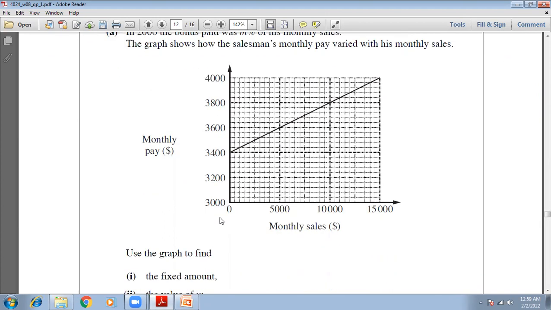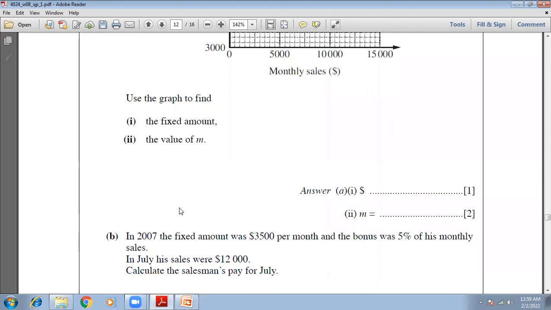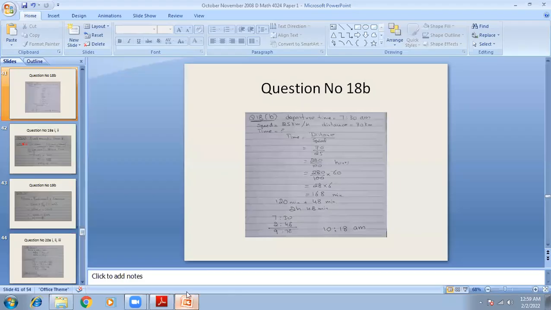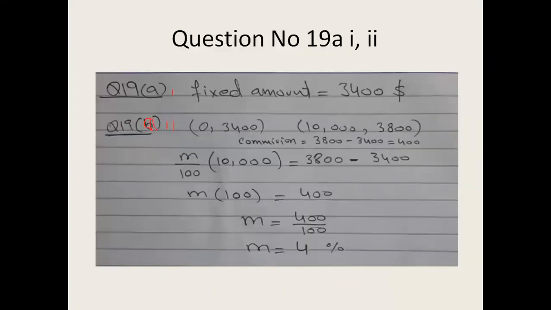Okay. So use the graph to find the fixed amount, that's $3,400, and then the question is the value of M. To find the value of M, I will take this point, for example. Here the pay is 3,800 and the sales is 10,000. So let me show you how this is done. So the fixed amount is $3,400, and for question number 19A, second part, I have taken 2 points from that graph. One is 0, 3,400, and the other one is 10,000, 3,800.